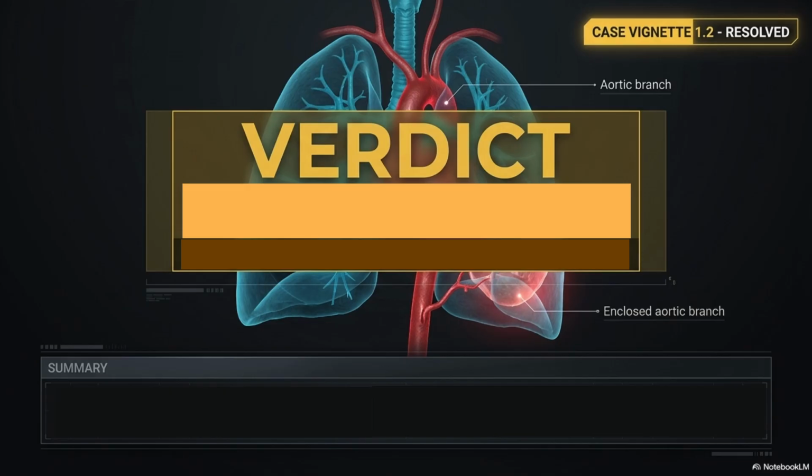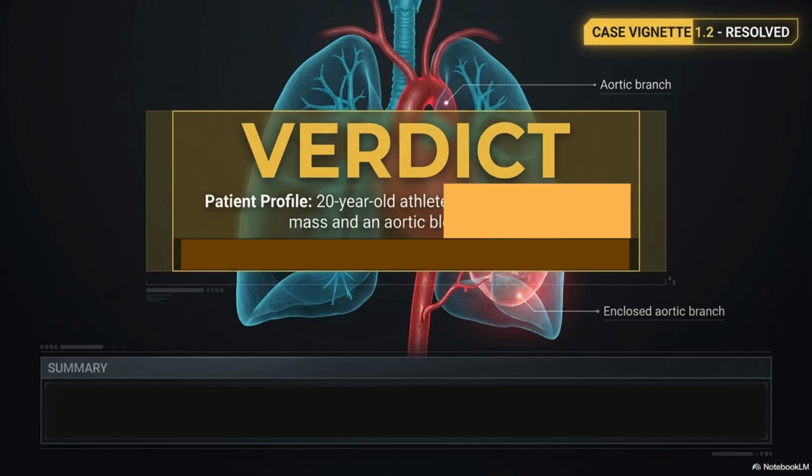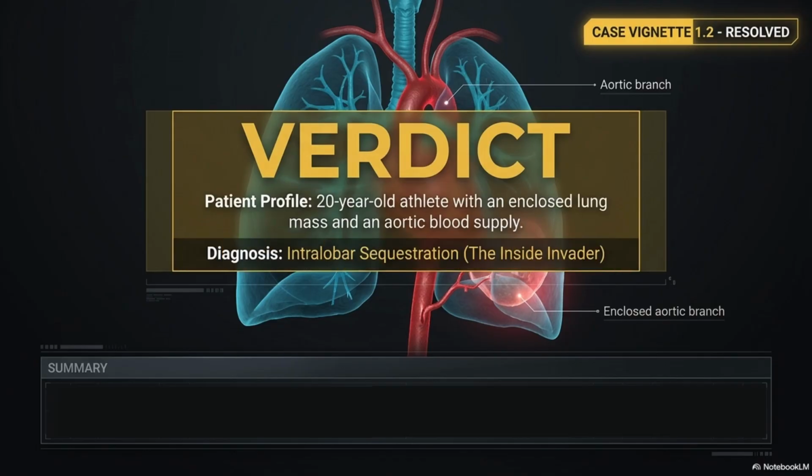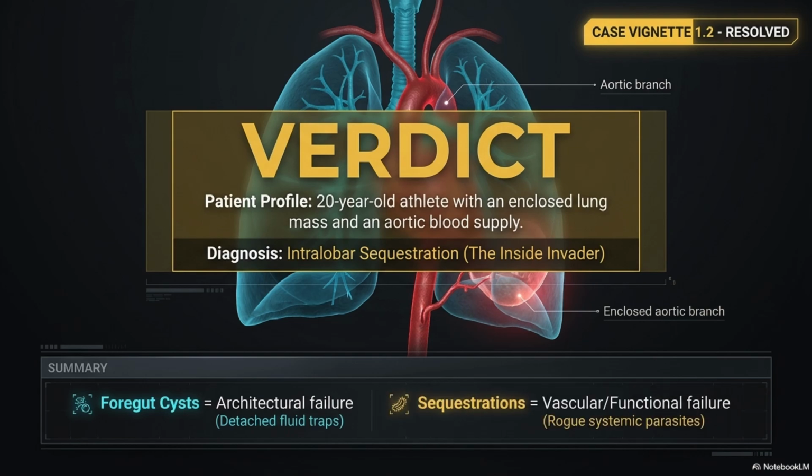Let's bring it all together and resolve our case vignette. We had a 20-year-old athlete with an enclosed lung mass and a direct aortic branch supplying it. Our verdict? The diagnosis is an intralobar sequestration, the inside invader. To summarize today's masterclass, foregut cysts represent an architectural failure resulting in detached fluid traps. Sequestrations present a vascular and functional failure acting as rogue systemic parasites.